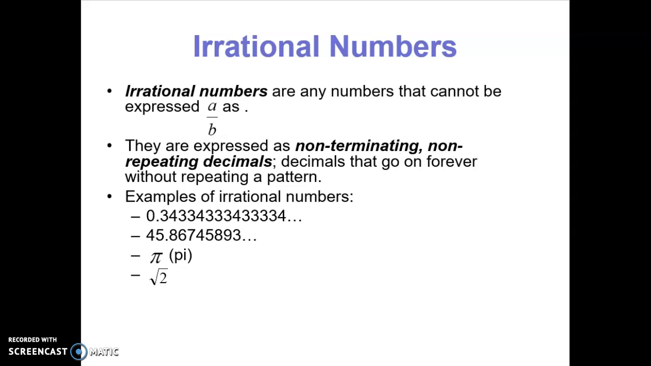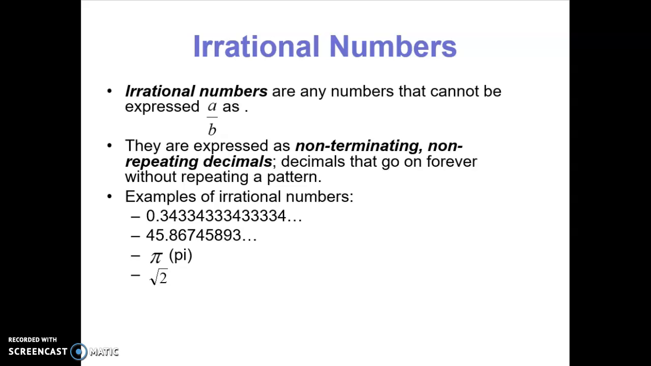If you look, you see some examples of some irrational numbers. Notice the first one. There is no specific pattern in those 3s and 4s. There's a bunch of 3s and there's a bunch of 4s, but there is no specific pattern. It does not repeat the same thing over and over again. The same thing is true in the second example. You'll notice that 0.867458893, again, no pattern and it doesn't stop.